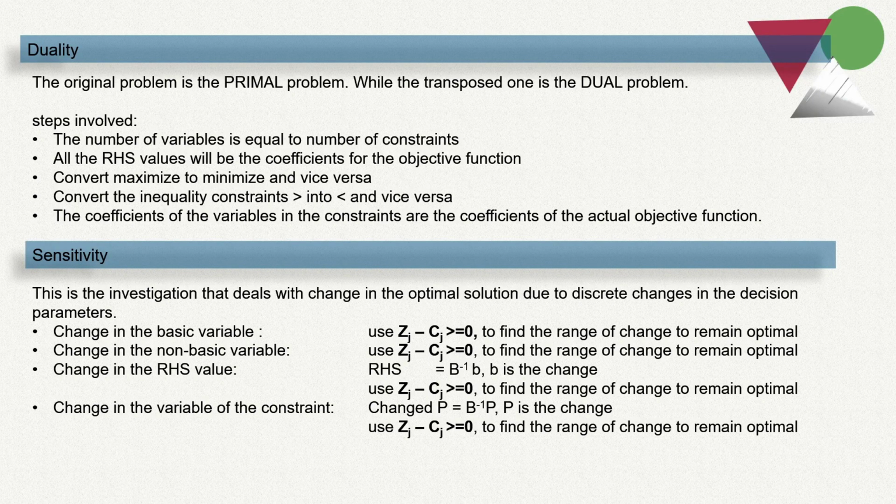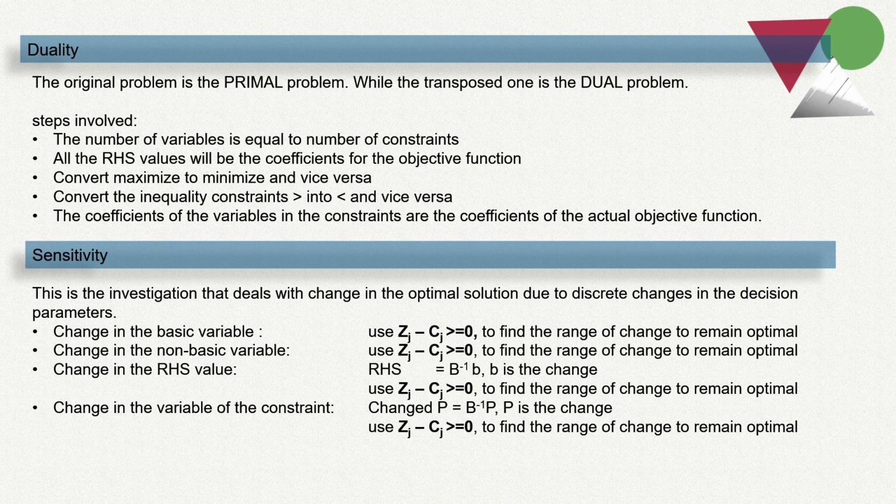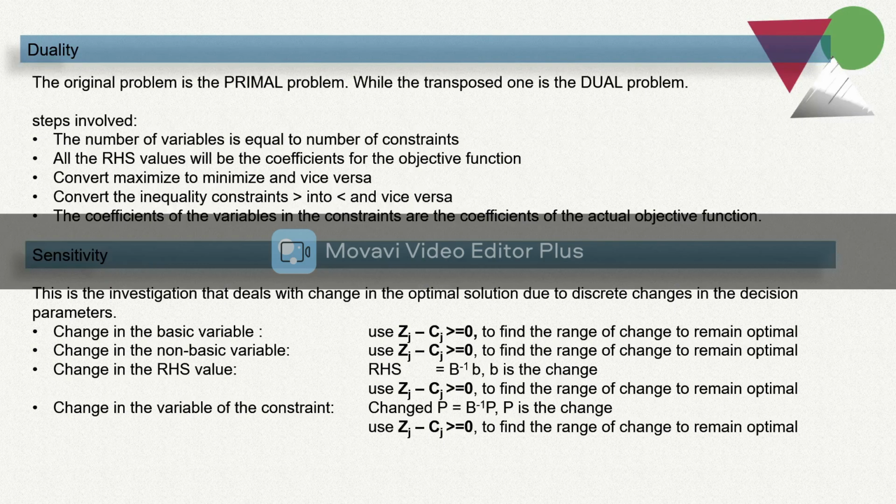Then moving to the next concept, that is duality. The original problem is the primal problem, while the transposed one is the dual problem. The steps involved are: the number of variables is equal to the number of constraints, and all the RHS values will be the coefficients for the objective function, converting maximize to minimize and vice versa for the objective function, and we have to convert the inequality constraints greater than into less than and vice versa. The coefficients of the variables in the constraints are the coefficients of the actual objective function.